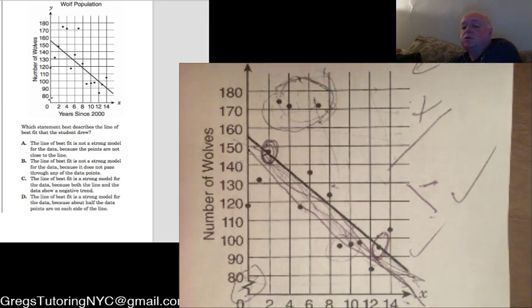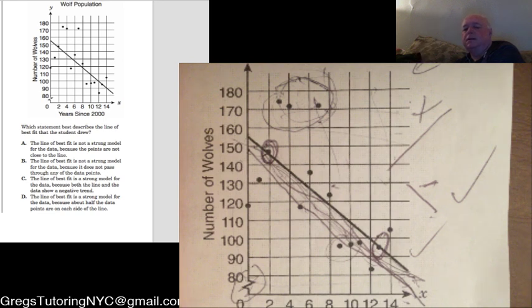So it may not be a strong model, and it may be that the data shows a negative trend, but those two things don't relate to each other. They don't even really relate indirectly. So C is just kind of an out there answer. It's just a bad answer. And D says the line of best fit is a strong model for the data because about half the data points are on either side of the line. Again, that has nothing to do with it per se. What we're trying to do is get the averaging of the points along the side.